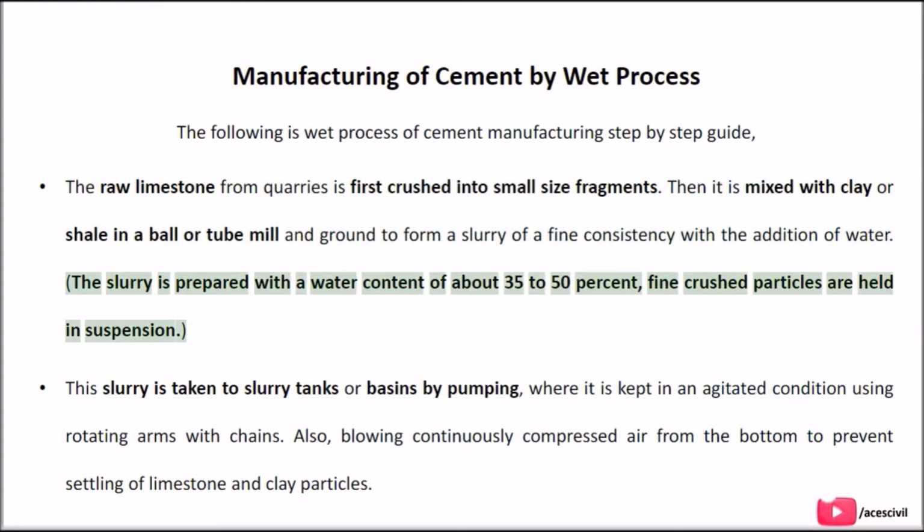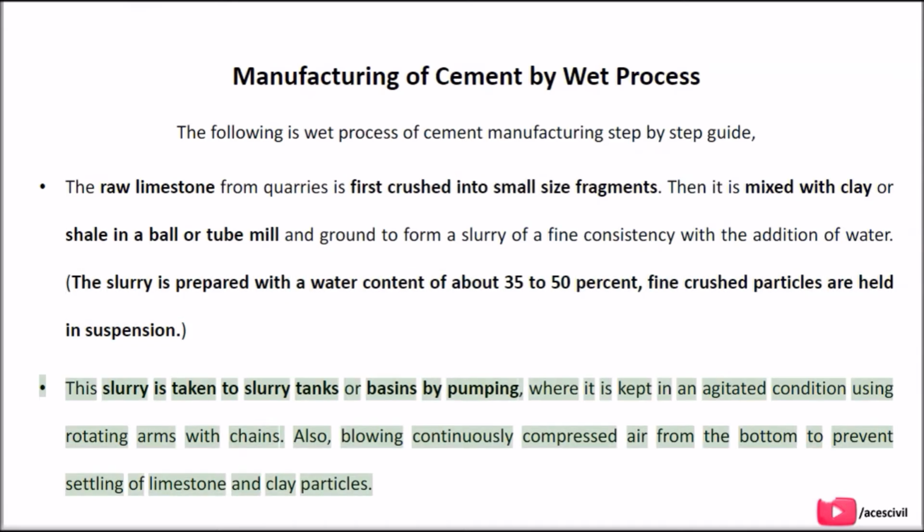The slurry is prepared with a water content of about 35 to 50%. Fine crushed particles are held in suspension. This slurry is taken to slurry tanks or basins by pumping, where it is kept in an agitated condition using rotating arms with chains, and by blowing compressed air continuously from the bottom to prevent settling of limestone and clay particles.